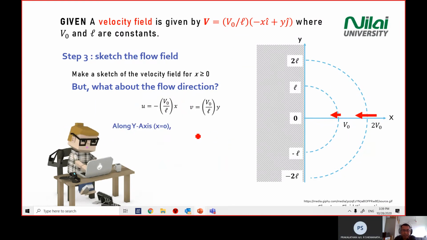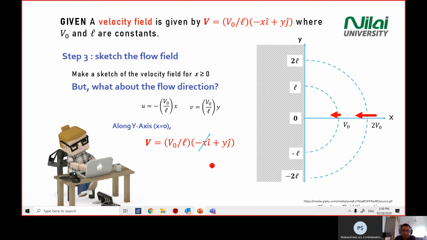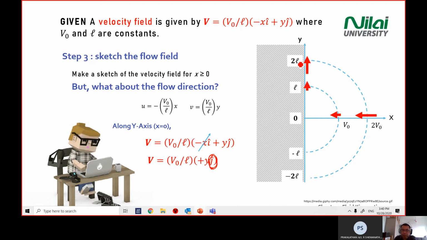Then we look at y. So the y-axis, when your x equals 0, look at the velocity field again. If your x equals 0, we don't have this component. Take it out. Then you only have the positive value of your y with the constant value v0 divided by L. And then you have a velocity vector that tells you the direction. Positive means it goes up. Right? So in your diagram, you draw the direction of your flow field on the y-axis. You do the same for the 2L coordinate also, and you'll get the same direction.